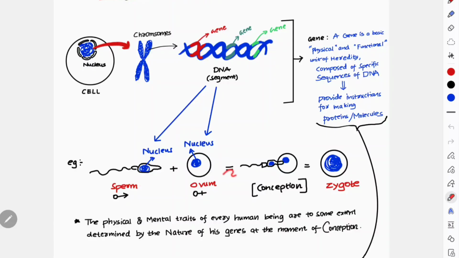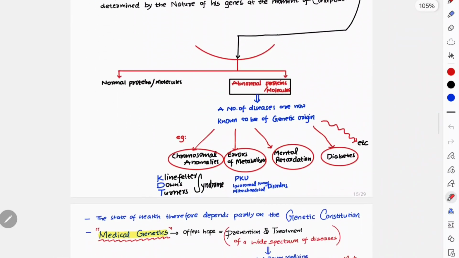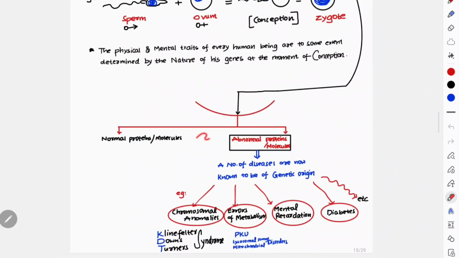For example, if sperm and ovum fuse, the genetic material in the sperm and the genetic material in the ovum both have different traits, genes, right? At the time of conception, they both fuse and the zygote is formed with the inclusion of these two traits, these two genes from the mother and the father. So the physical and mental traits of every human being are to some extent determined by the nature of his genes at that moment of conception. After the formation of the zygote, these genes can form a normal protein or molecule or an abnormal protein or molecule.